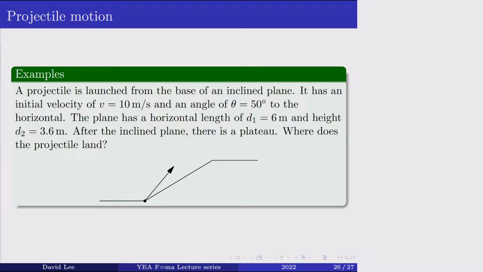So the equations of motion are: delta x is v cosine theta times t, and delta y is v sine theta times t minus 1/2 g t squared.